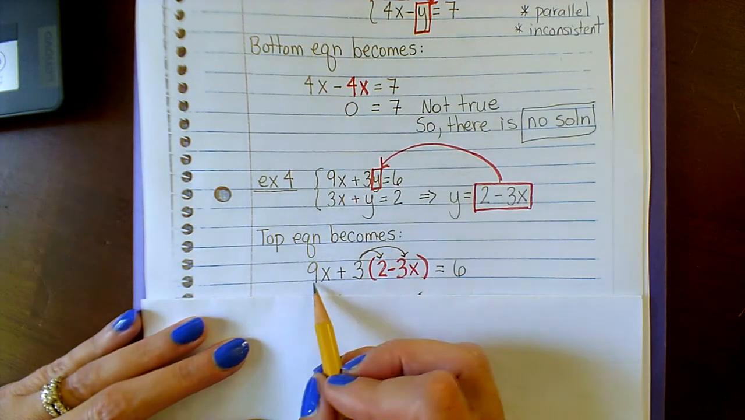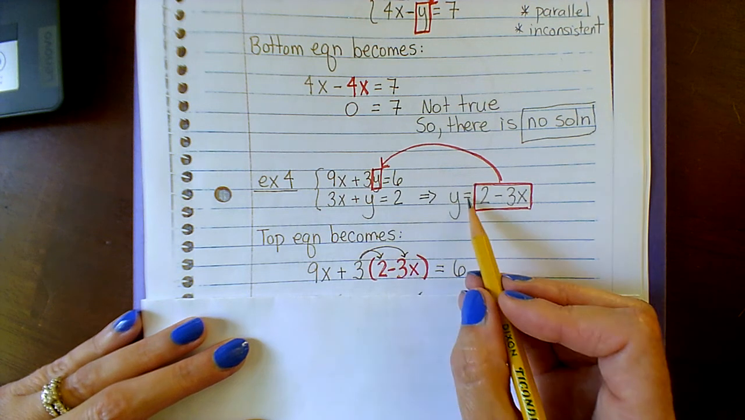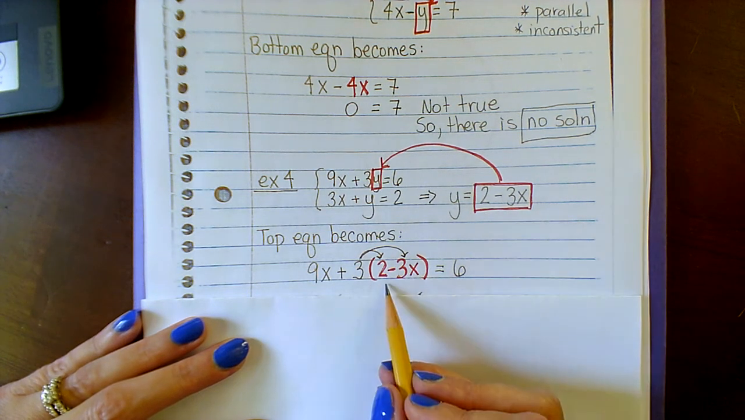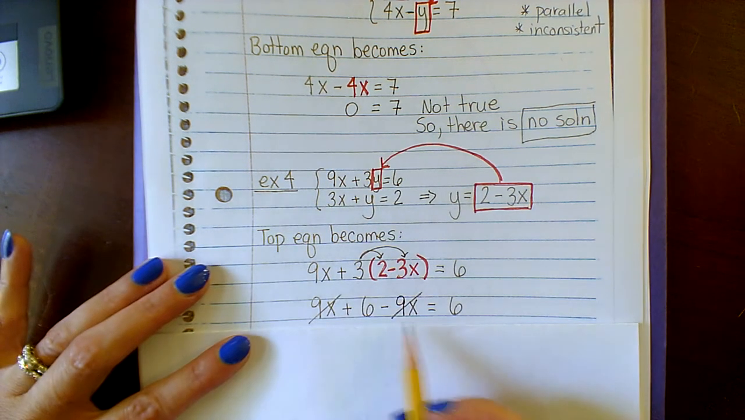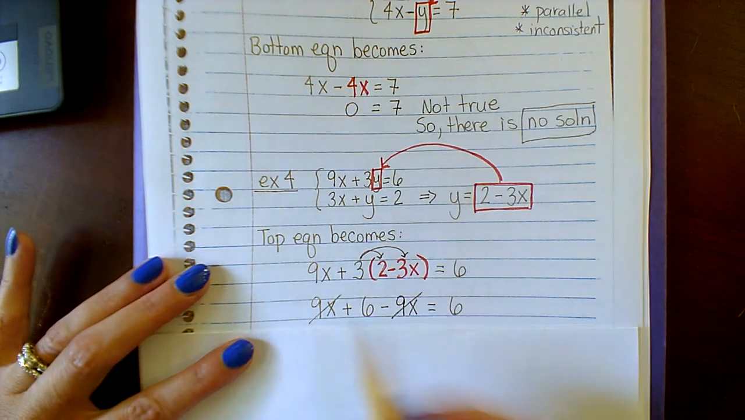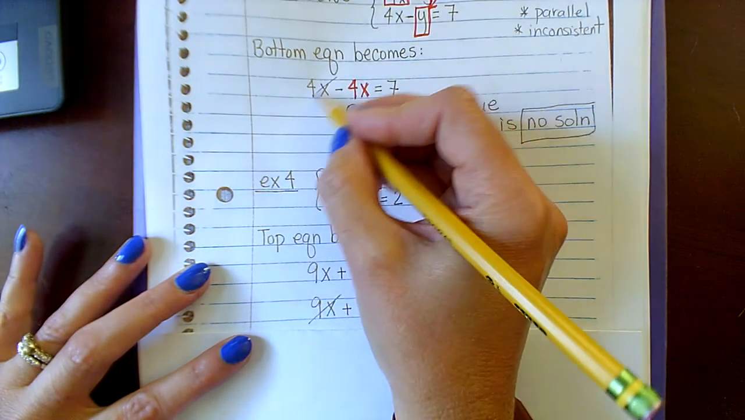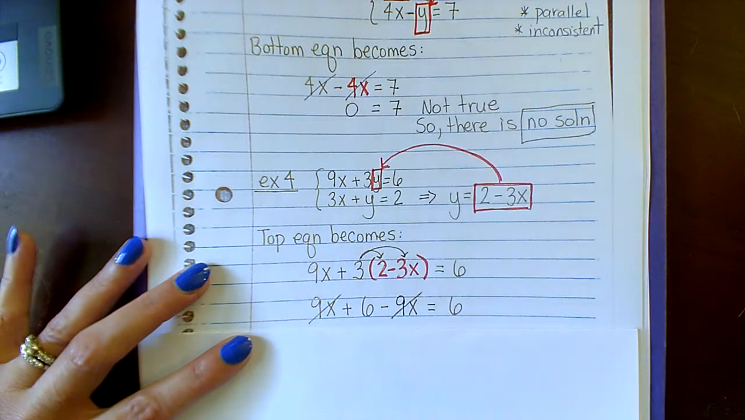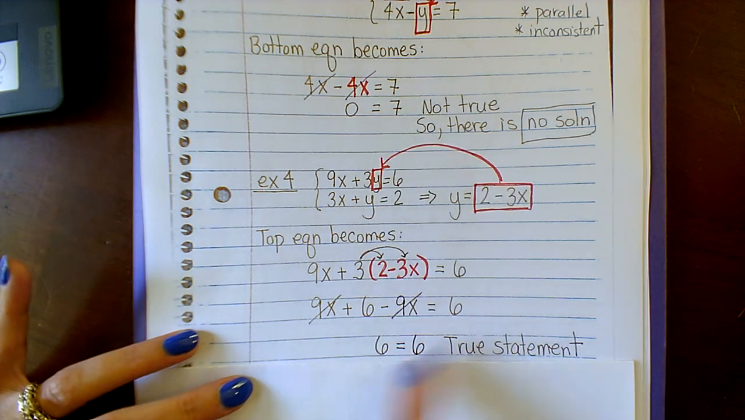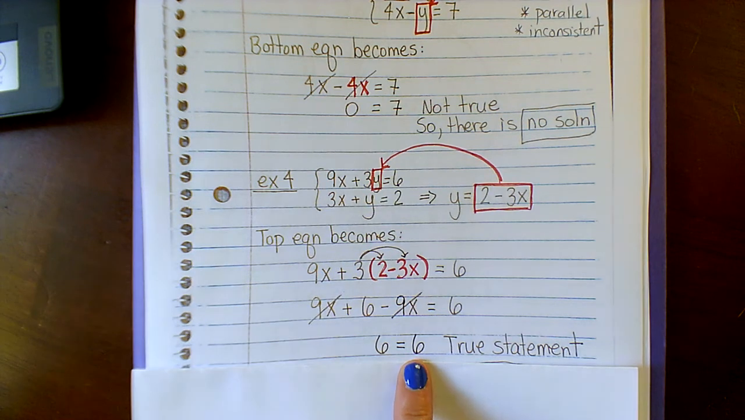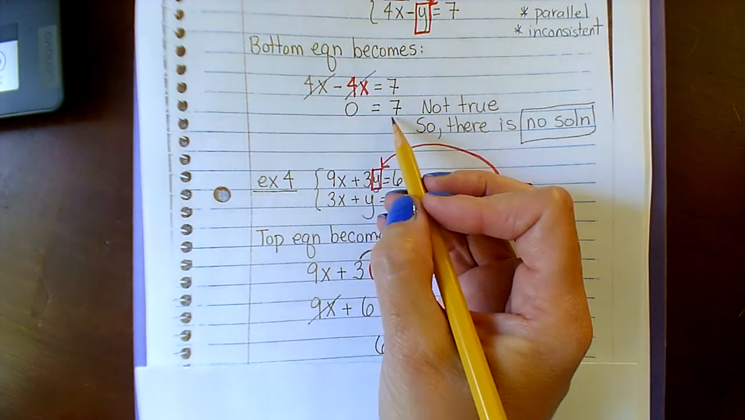The top equation was 9x plus 3y equals 6. But I replaced y with something that it was equal to. I'm going to distribute that 3. So I get the equation 9x plus 6 minus 9x equals 6. Oh, look at that, 9x minus 9x. Again, those zeroed off. See, just like they did up here, that 4x minus 4x is 0. Here I ended up with, though, 6 equals 6. That's true. Those are the same number. Is 6 equal to 6? Yeah. Is 0 equal to 7? No.